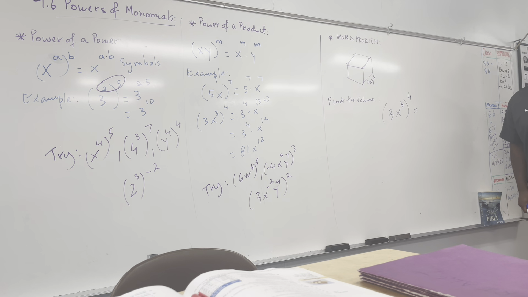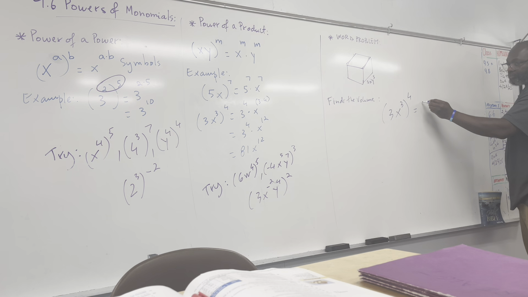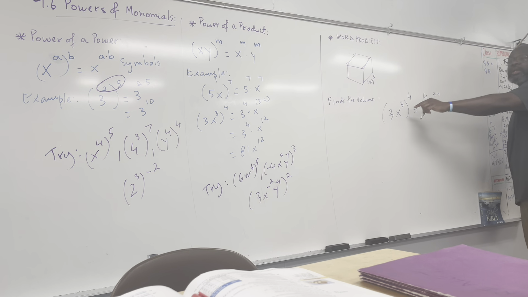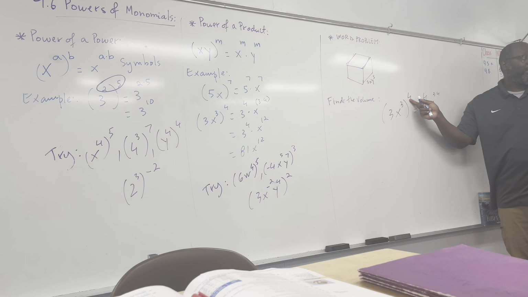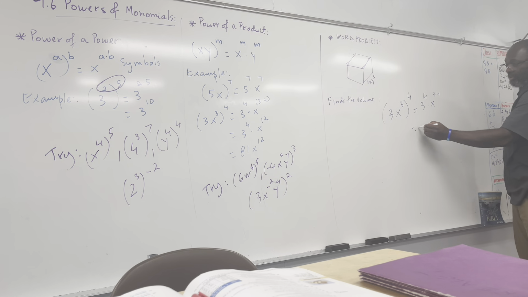Go ahead. Raise everything to the power 4. So tell me what you're going to get. 3 to the power 4 times x to the power 3 times 4, right? Because x has a power of 3, and based on what we learned earlier, because this is a power of a power, you have to multiply the exponent, right? So that gives you 3 to the 4, and then x to the 12.